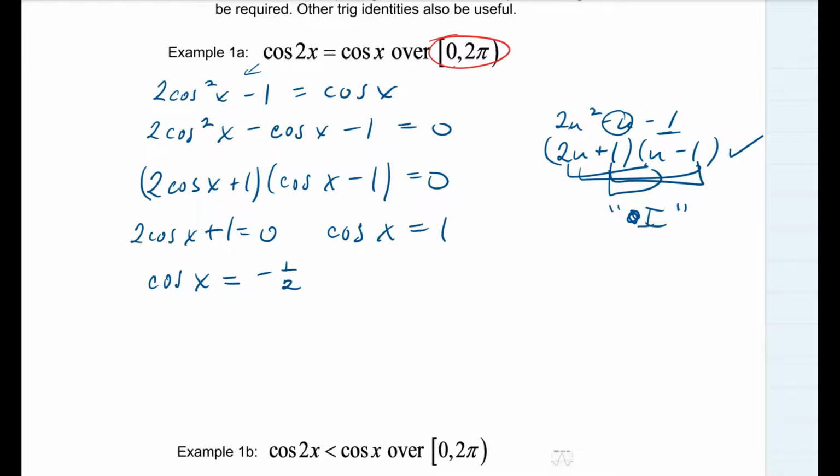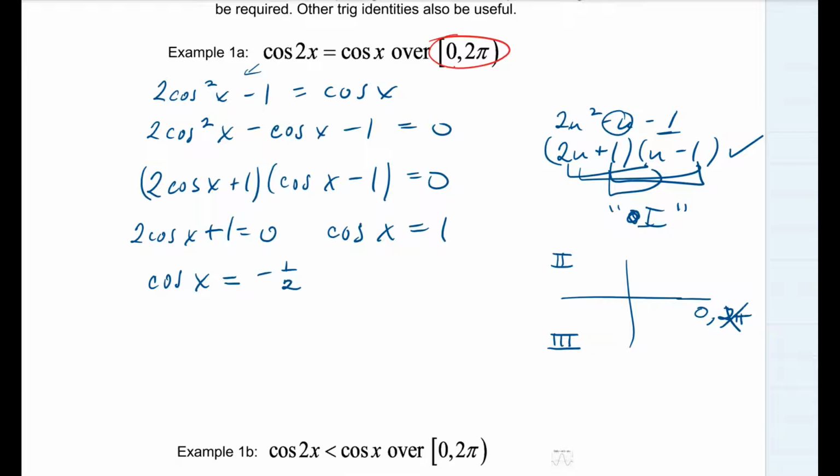In this case, for cosine of x, let's remember our trig circle. If we've got a cosine that's negative half, we need to be in the second quadrant or the third quadrant. And for cosine of x equal to 1, there's only one place where that happens, and it's here at 0 radians or at 2 pi radians. Of course, 2 pi is out, not allowed. So it looks like we're going to have three answers here.